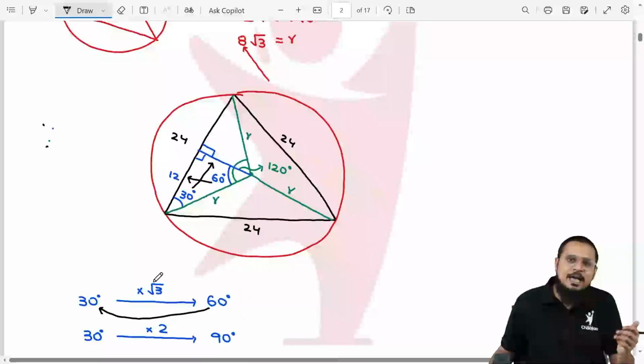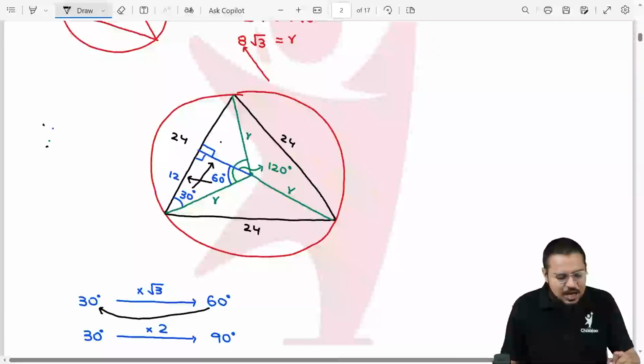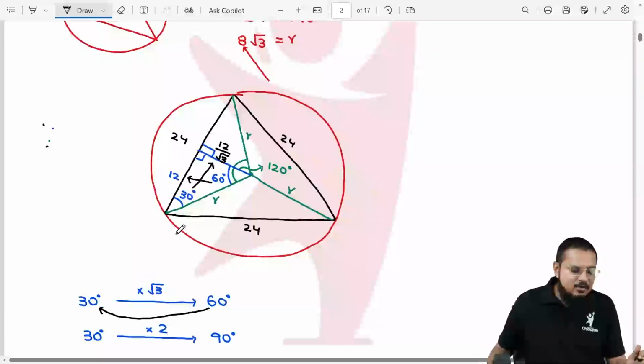I'm not going to multiply by root 3 this time. Instead, I'm going to divide by root 3 this time. So now I know this side should be equivalent to 12 divided by under root 3. So now you know what is opposite to 30 degrees. That's 12 over root 3.